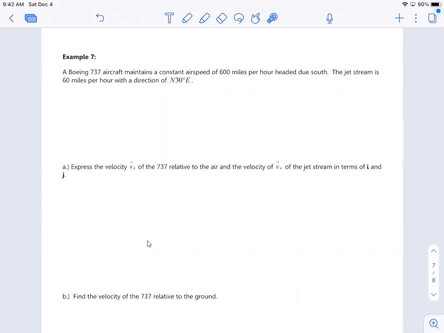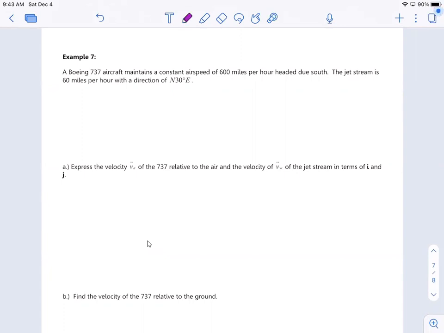So what we're going to be asked to do in this problem is find the actual speed of this aircraft, because that wind is acting on it. So it's not necessarily going 600 miles per hour, and the wind is affecting its direction. So that's going to be our goal, to figure out the actual speed and the actual direction, because then the aircraft can fix it so it actually heads to where it needs to head.